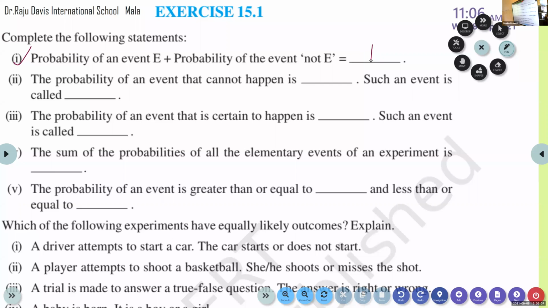Second one, probability of an event that cannot happen is, Iva, 0. And such events are called what, Iva? Impossible. Such events are called impossible events.